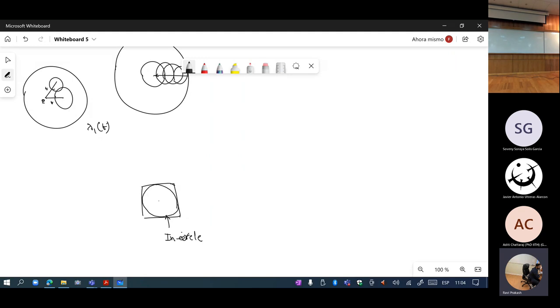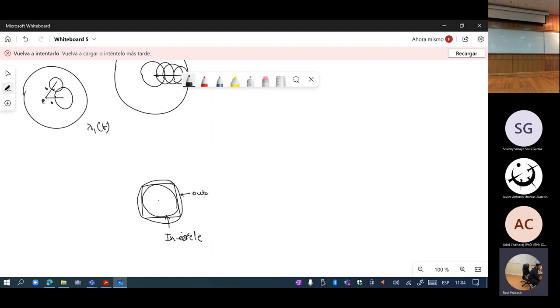And also there is a smallest circle or smallest ball containing the square. And all these three domains have the same center. This is something which I will call the outer circle. And the point of intersection of the in circle and my square will be called in vertices.